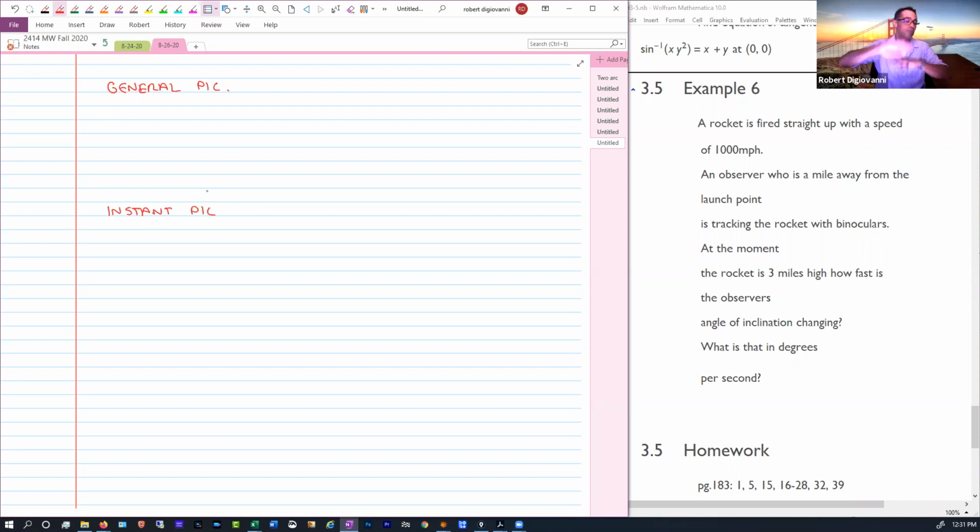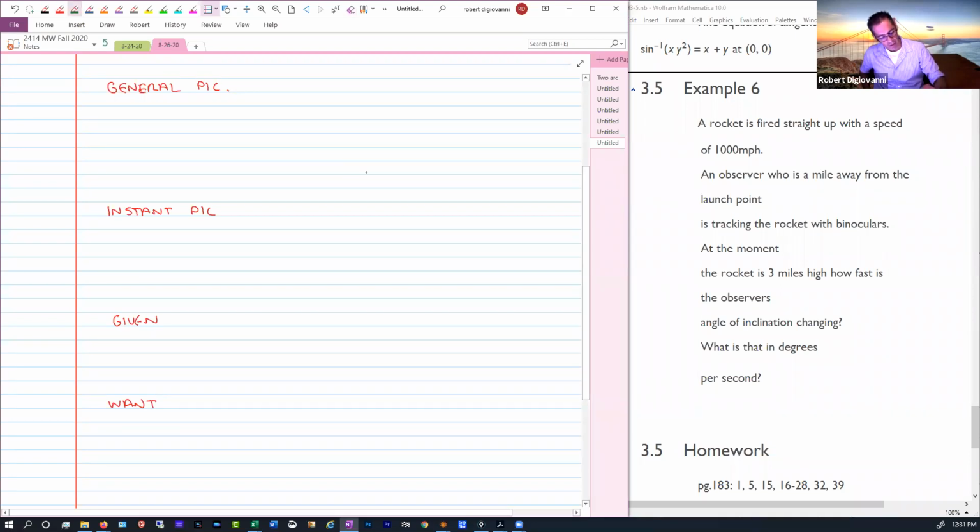So 2 separate pictures. Then I like to write down what I'm given. Then I like to write down what I want. And that's what I usually start every related rate problem with. So the first thing is my general picture.